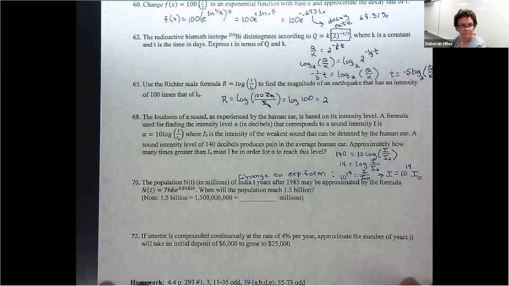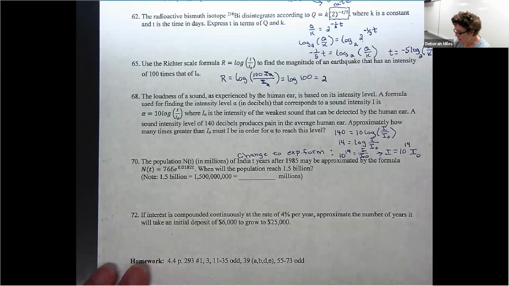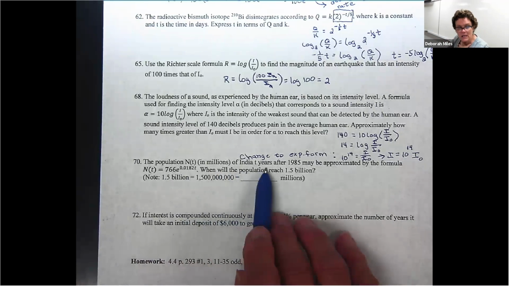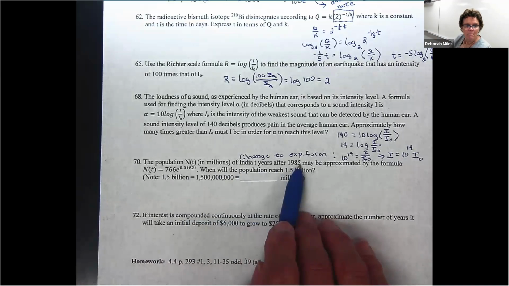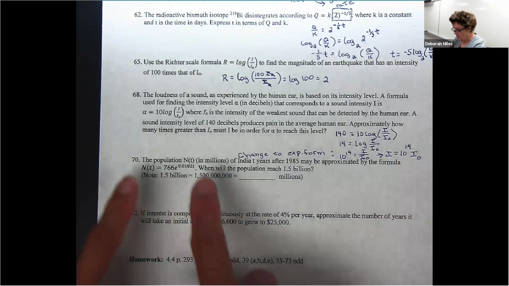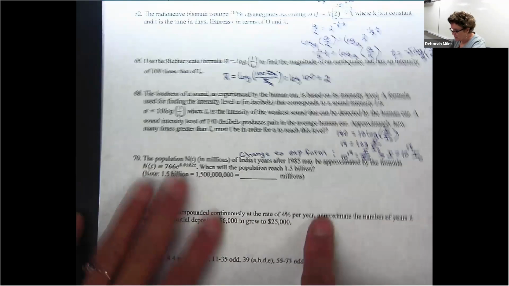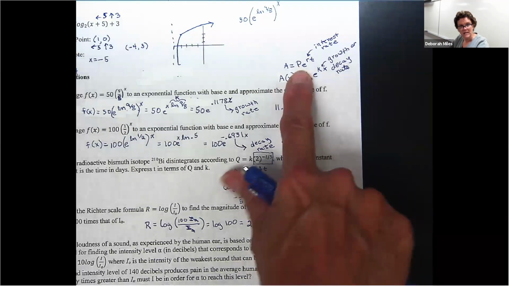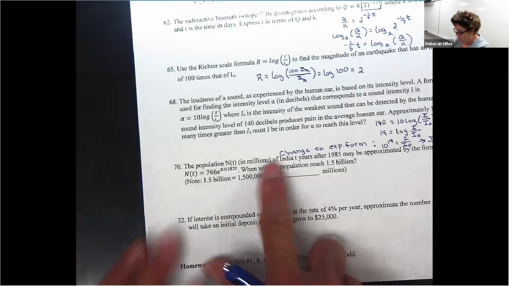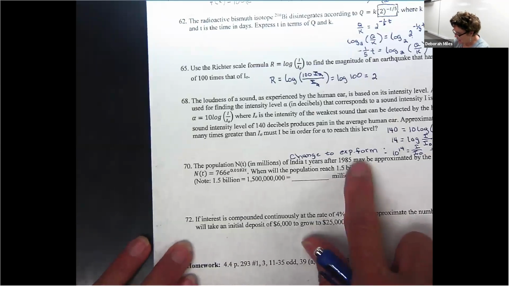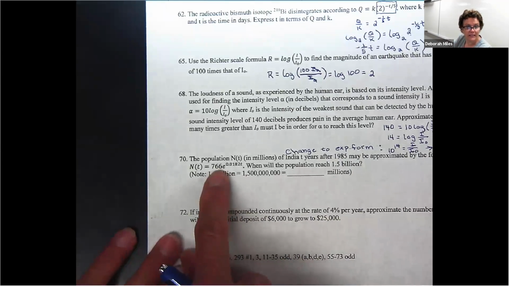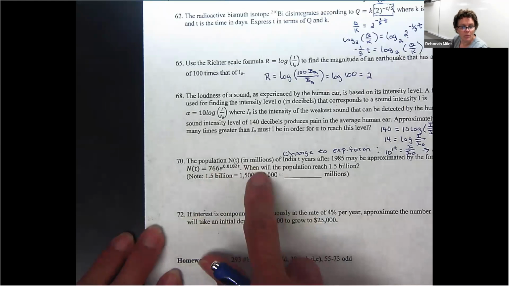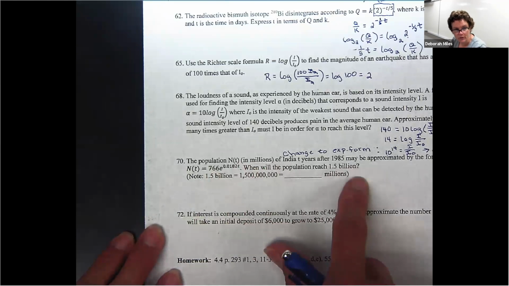Okie doke, 2 more. Number 70 says the population N of T in millions of India T years after 1985 may be approximated by the formula this. And notice this formula looks a lot like this formula with different letters in it. The coefficient of E is your original number. The population of India in 1985 was 766 million. The question is, when will the population reach 1.5 billion?